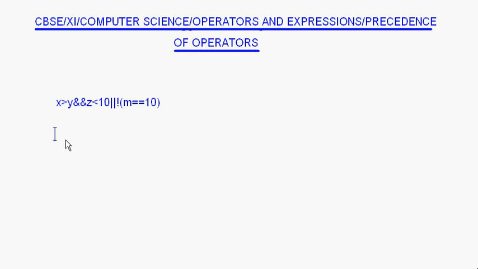Now in this expression you can see you have x greater than y, that is the greater than operator. Then you have the logical operator and, then the less than operator is coming. Then you have the logical operator or, and then there is this logical not operator and the equality operator. All these operators are there. Now what should be the order of their evaluation? That is what we have to understand, right?